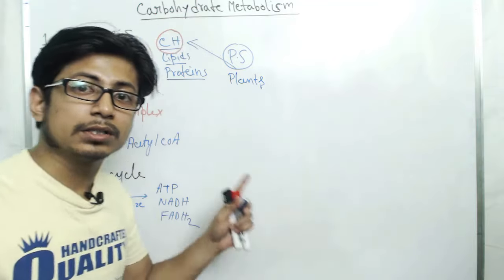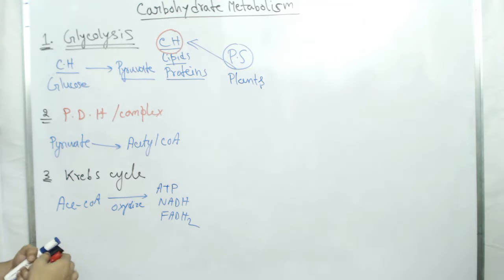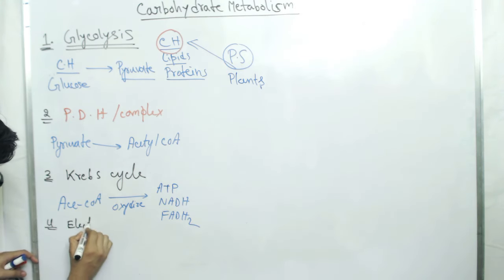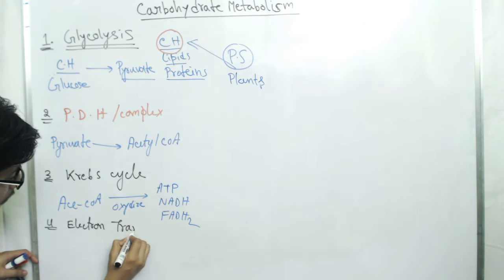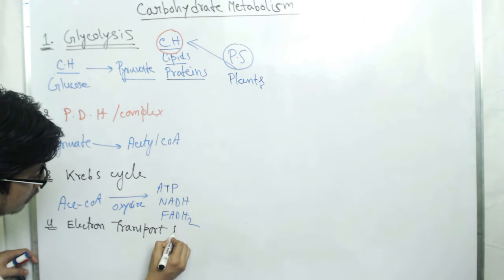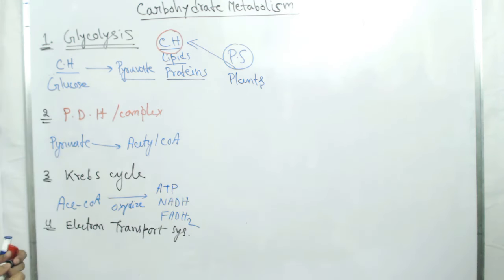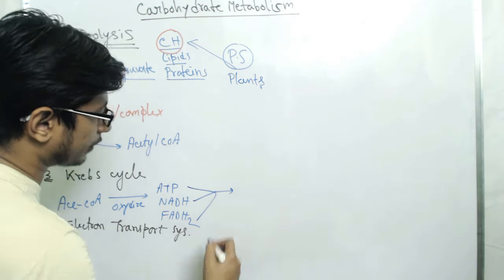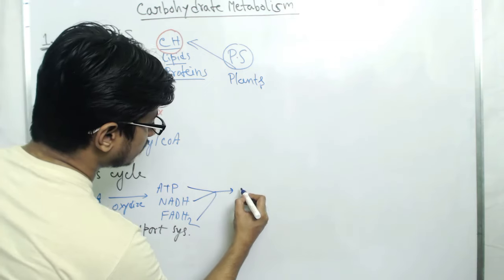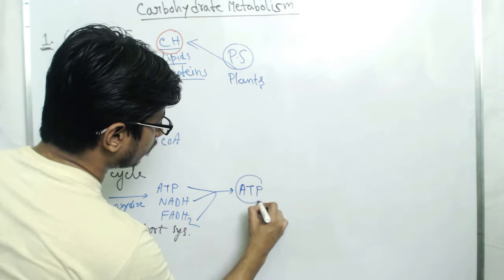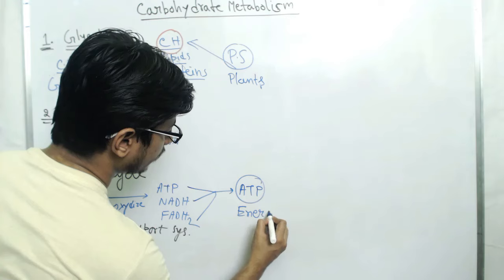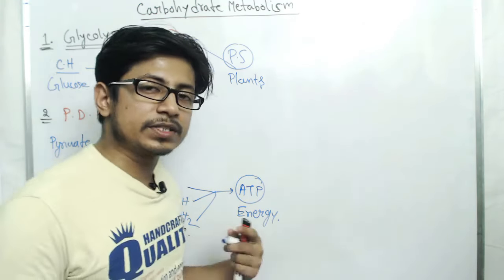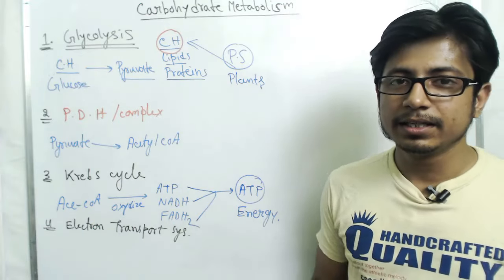And that concludes the fourth stage of cellular respiration, and this fourth stage is the electron transport system or electron transport chain. And at the end of this electron transport chain, all these molecules that are produced are utilized to produce more and more of the energy currency, the energy molecule, that is ATP. So this is the overview of cellular respiration in our body.